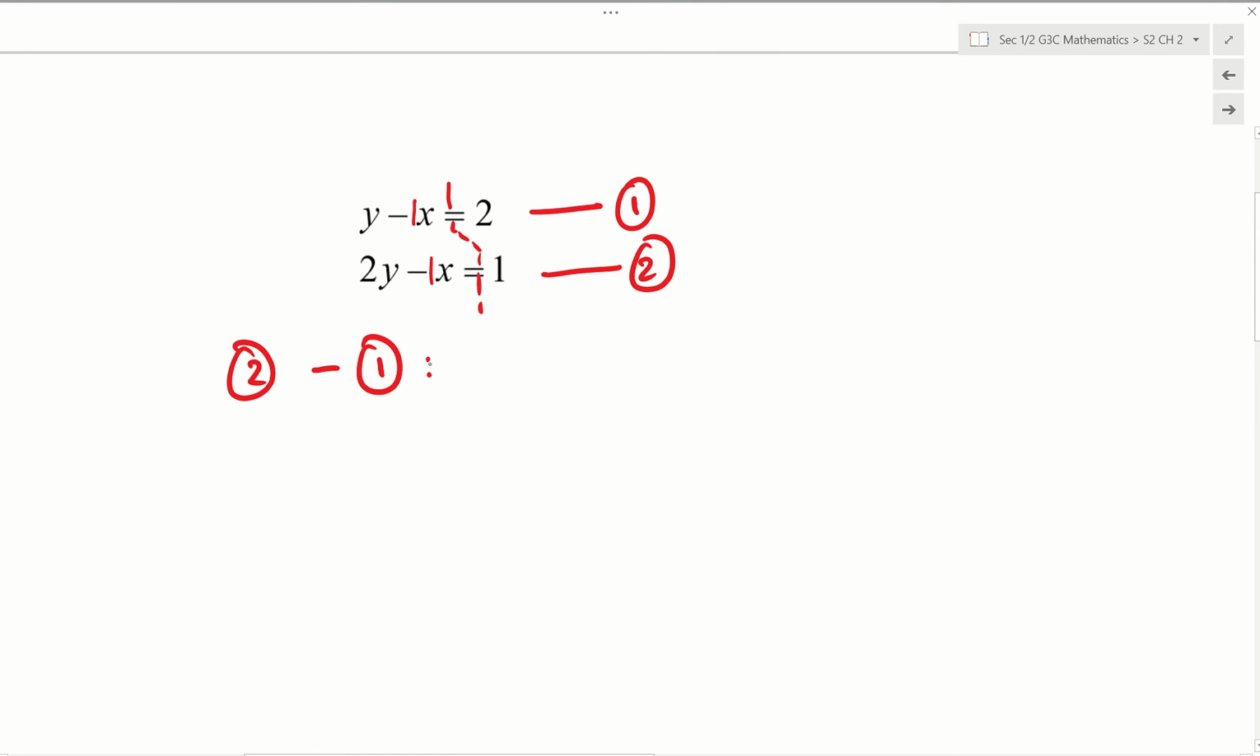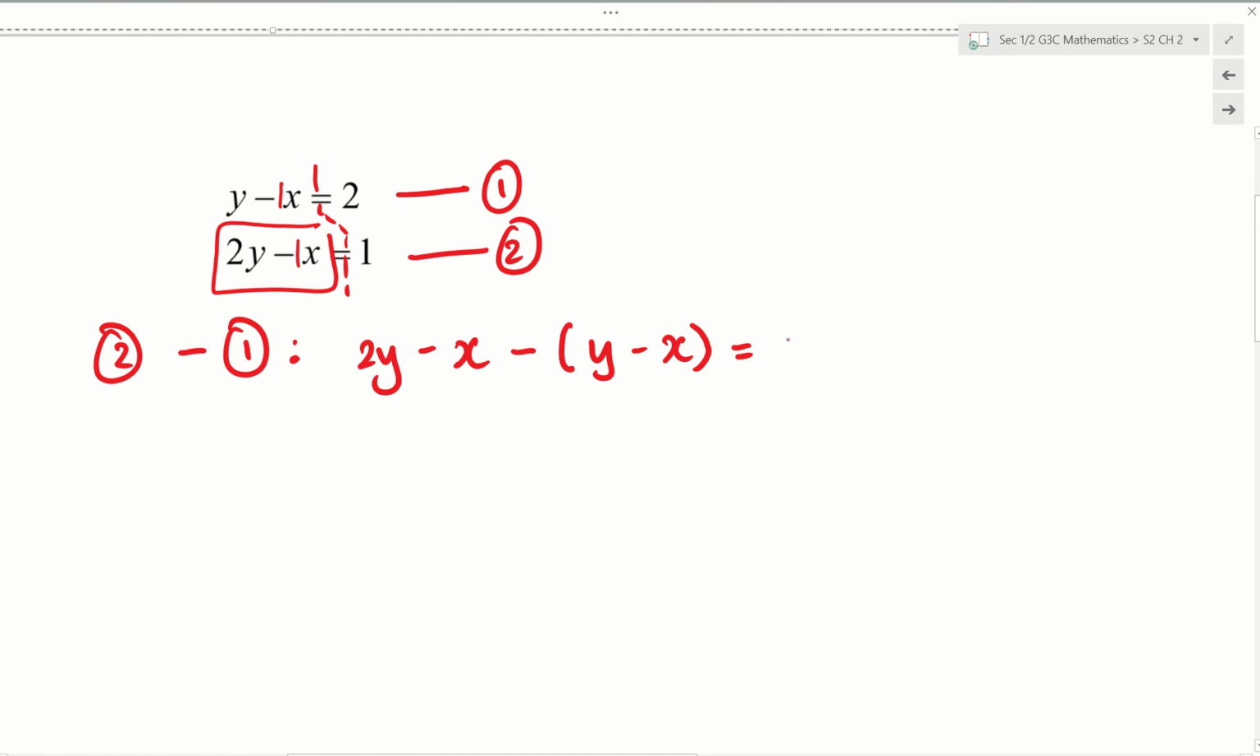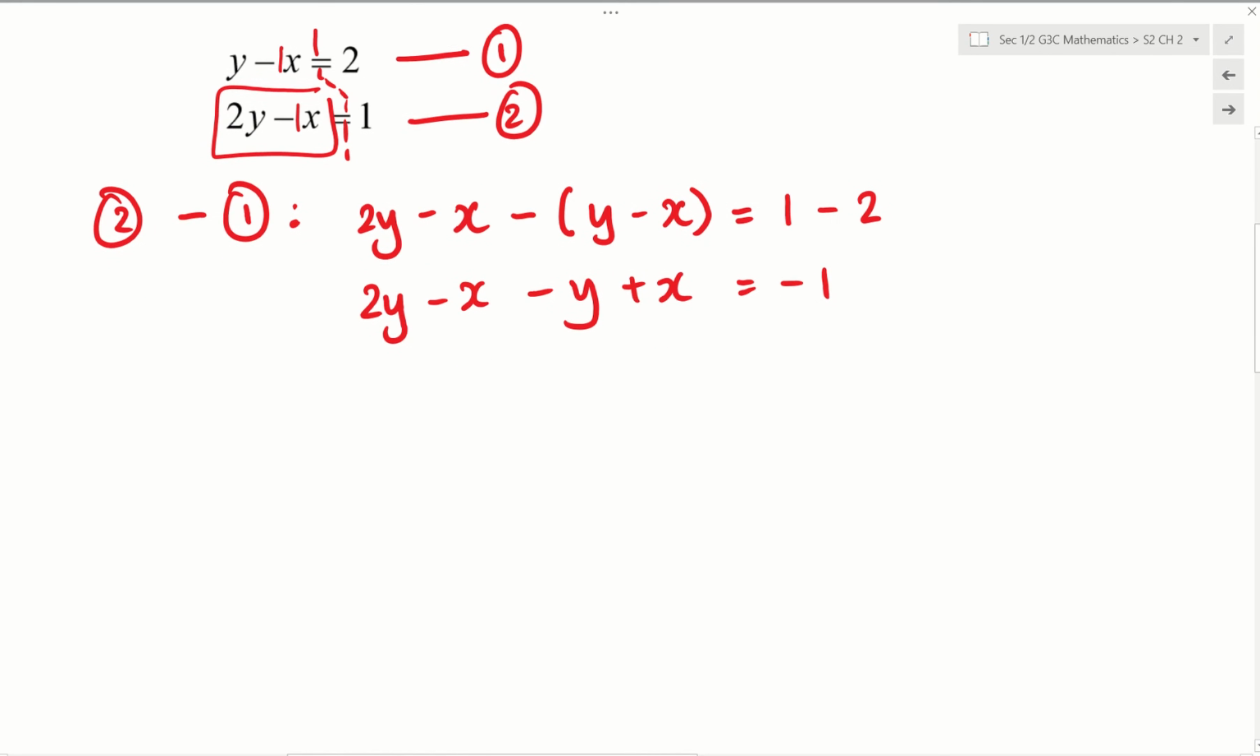So the left hand side, we have 2y minus 1x, so 2y minus x. Take away the left hand side of equation number 1, which is y minus x. Now on the right hand side of equation number 2 is 1, minus away the right hand side of equation number 1, which is 2. Then we open up the bracket, minus y plus x equals negative 1. And you notice the x variables will be eliminated again, leaving us with y equals negative 1.